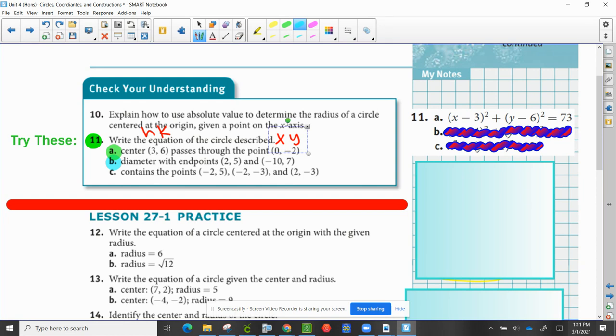So again, start by finding the midpoint of those. Average your x's, average your y's. That'll tell you your center, and then you just pick one of the 2 points, whatever one you like better. So try 11b.